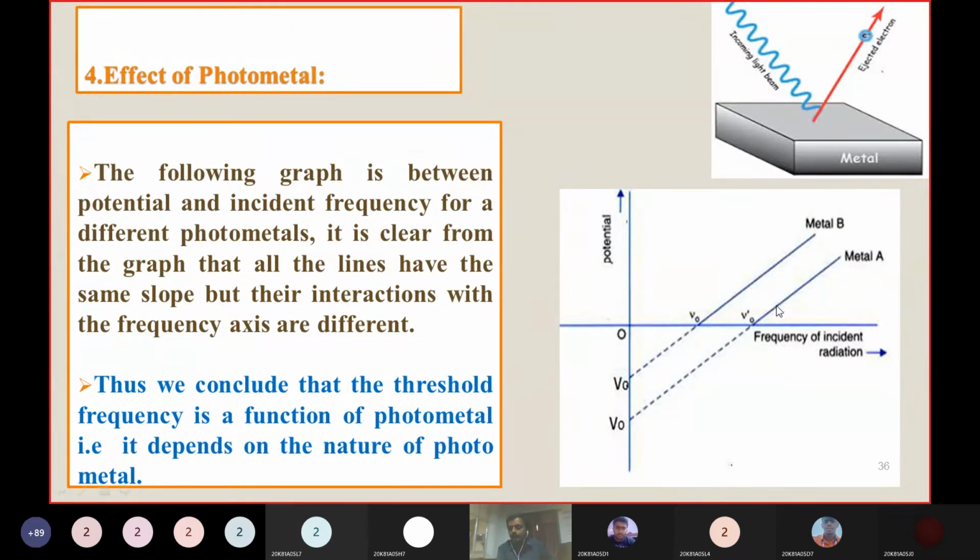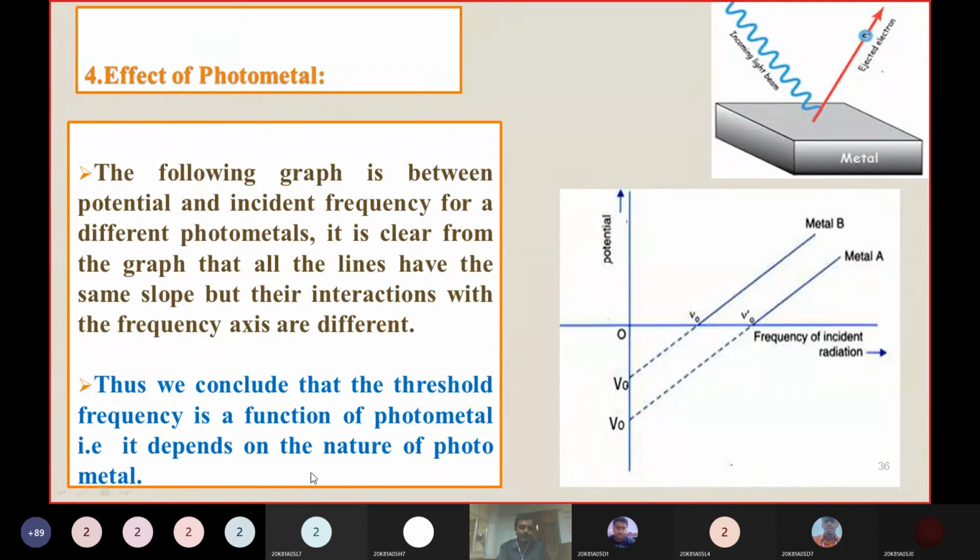If we increase the frequency, the stopping potential increases like that. But it only depends on the type of metal. For metal A the work function will be constant, for metal B the work function will be constant. So the work function only depends on the type of metal. Thus we conclude that threshold frequency is a function of the photometal.